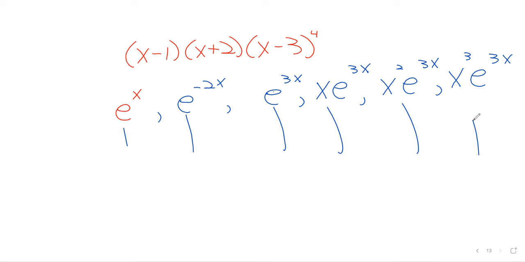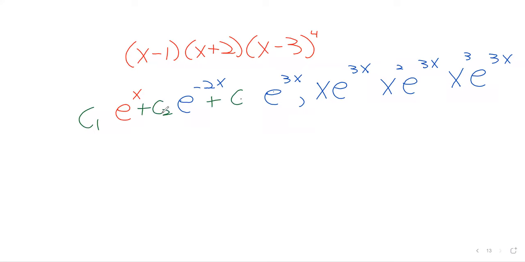Does anybody have any questions about what we just did? Yes. So would you write all those into y equals c1 times e to the x? Would you write in that general solution formula? Yeah, general solution here: c1 e to the x plus c2 e to the negative 2x plus c3 e to the 3x plus c4 x e to the 3x plus c5 x squared e to the 3x plus c6 x cubed e to the 3x. Okay. Thank you.